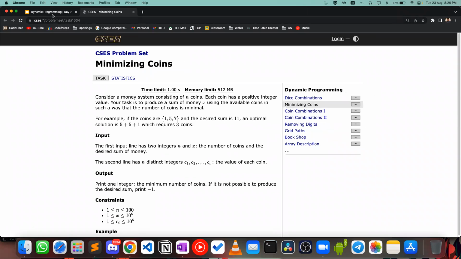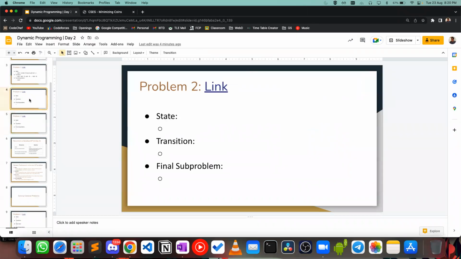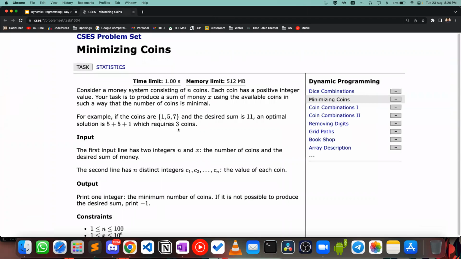So what we'll do is for the next two problems, this one, problem 2 and problem 3, we're not going to code it up. We are only going to talk about the state, transition, and final subproblem. And as homework, you can code it up on your own, right? I think that should be a good enough exercise, so that you get to do some practice on your own. So let's talk about this problem now.